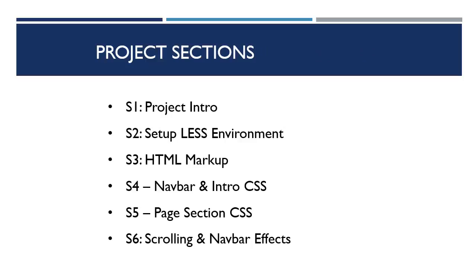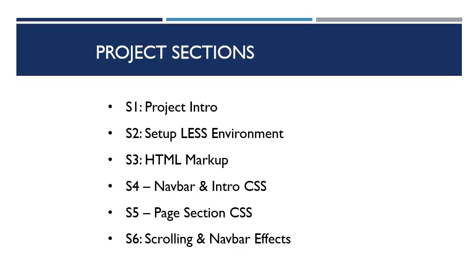So we have the project introduction, and then we're going to set up our Less environment, and this includes installing Less and a program to compile our files, which will be called WinLess, and that's actually going to be a Windows program. So if you're using a Mac or Linux, you'll just have to find something similar that'll compile Less files, and just Google Less compiler and you'll find a bunch of options.